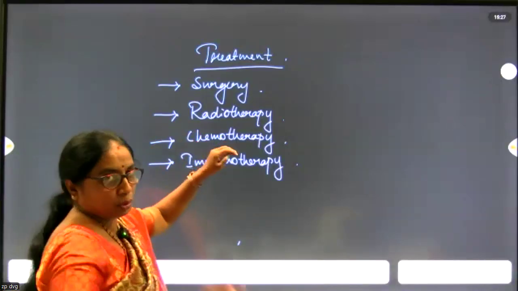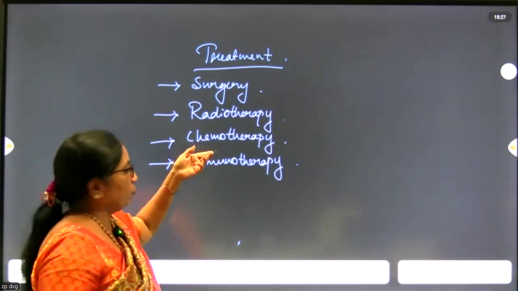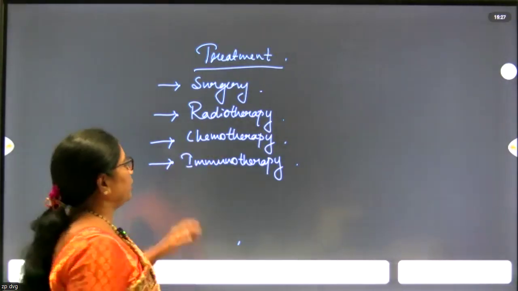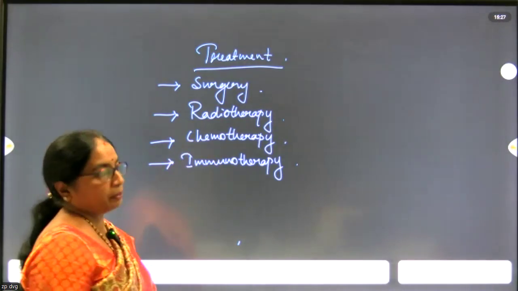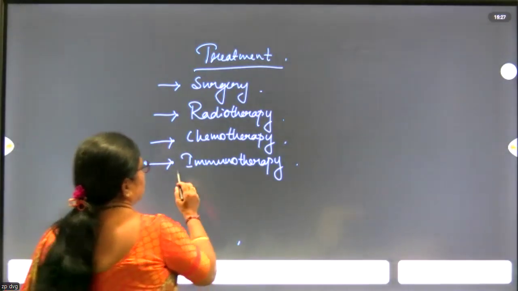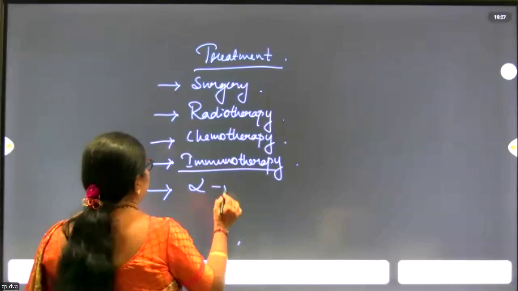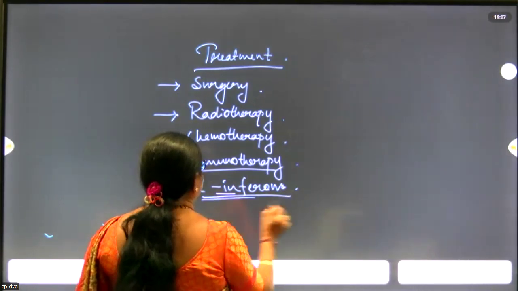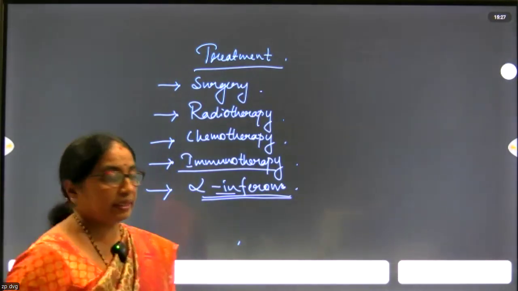Radiotherapy is used to burn off the cells surrounding the tumor, to avoid further proliferation of the tumors. Chemotherapy is to stop the uncontrolled cell division. Then immunotherapy. During the treatment process, the immune system of the patient becomes very weak, so he is also given immunotherapy. They are also administered alpha interferons, which will support the immune system to destroy the cancerous cells, or the neoplastic cells. So that is something about the cancer.